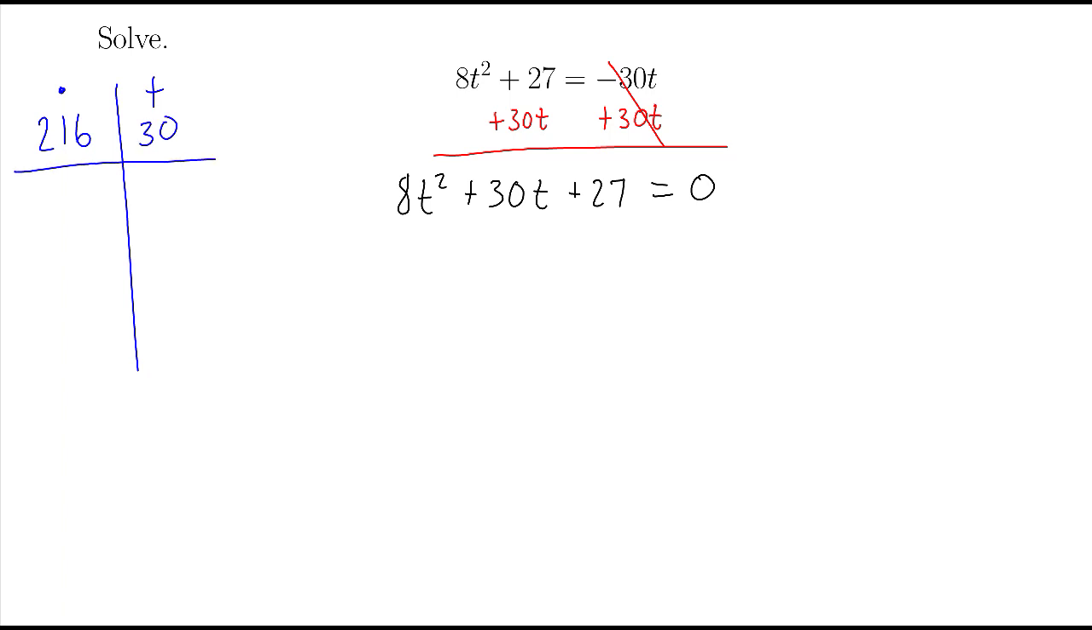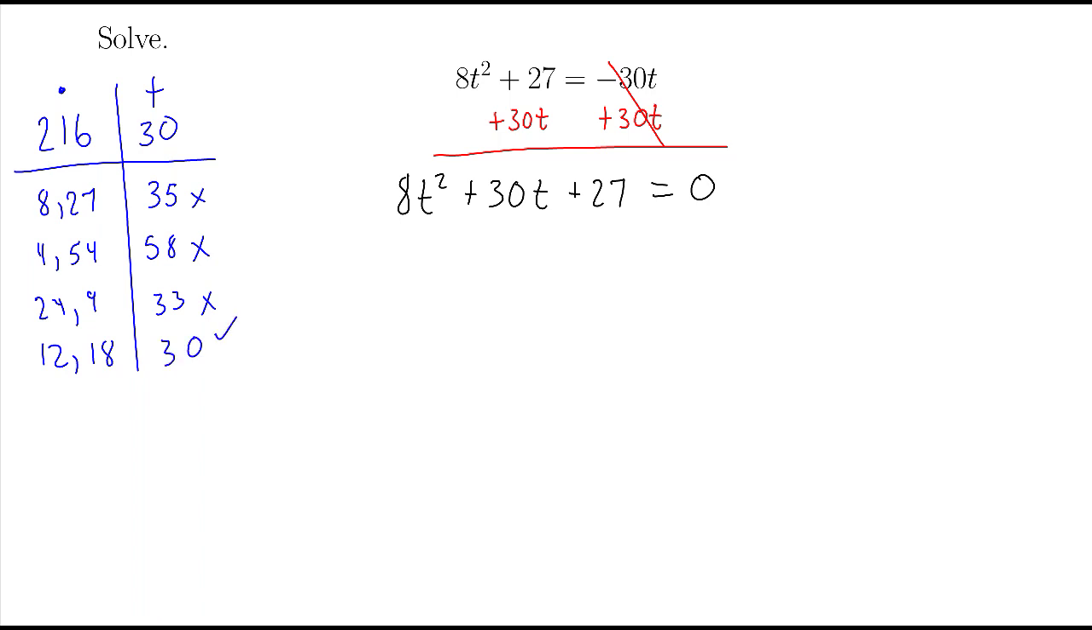I'm going to start off with 8 and 27 because those are the two numbers that I know. I just use those. 8 plus 27 is 35 though, so that's not good. I'll try something else. Maybe try 4 and 54. 4 plus 54 is 58. That's not good either. 24 and 9. Those add up to 33. Okay, so that's not good. 12 and 18. Those will do it. 12 and 18. Okay, good.